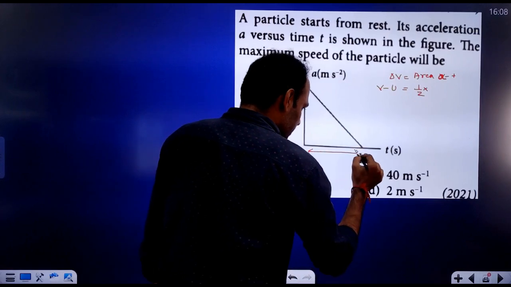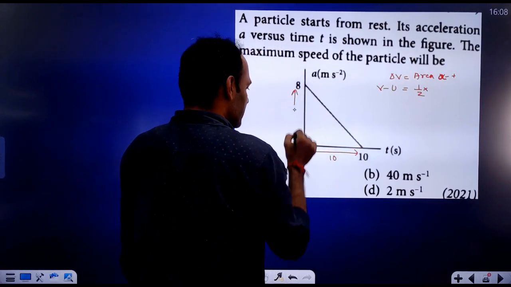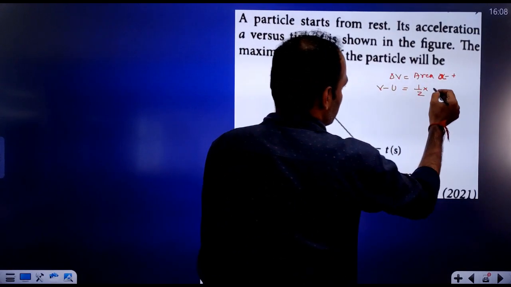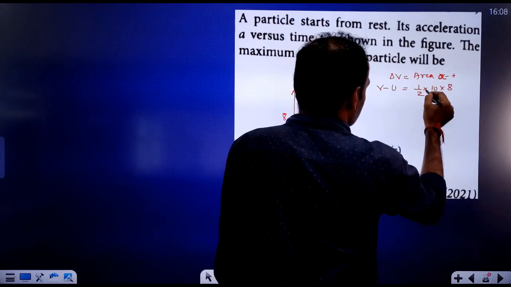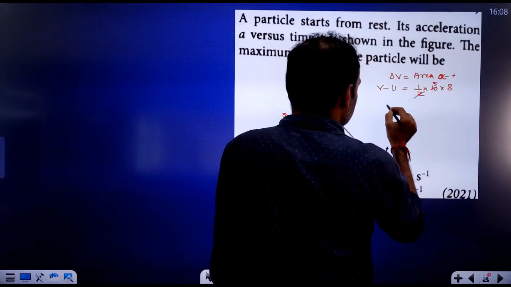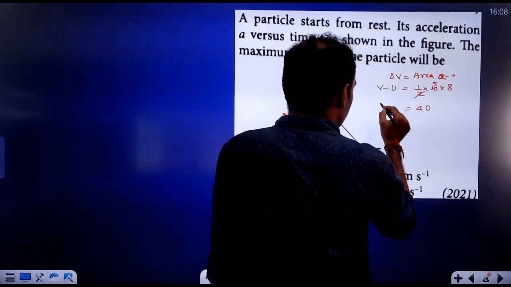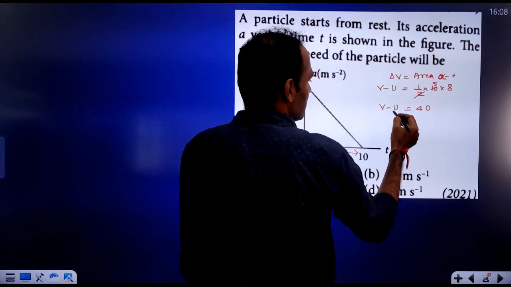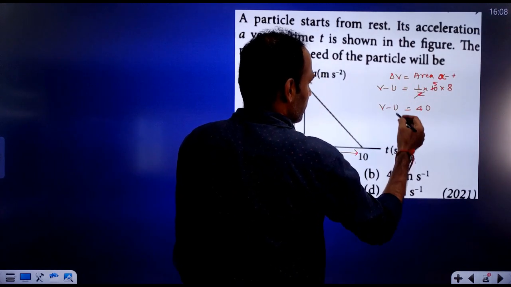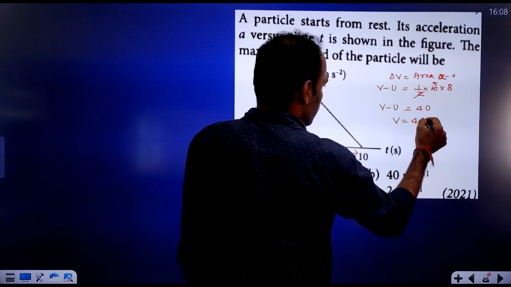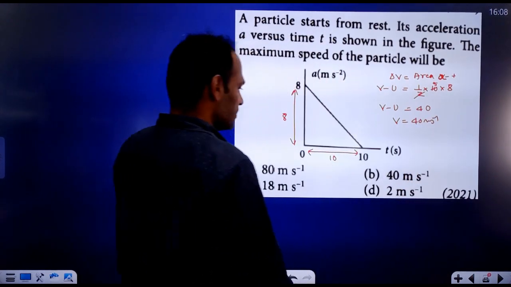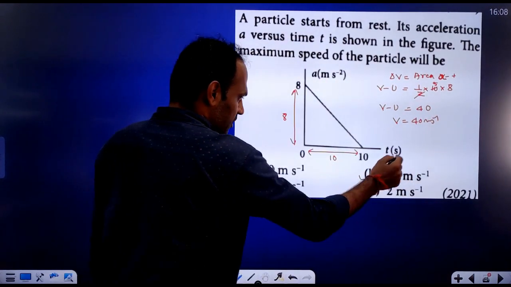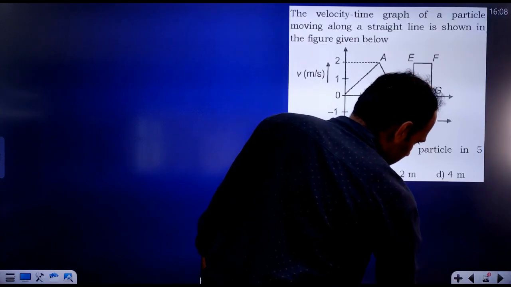Base is 10 and height is 8. Half into base into height: half into 10 into 8, 5 eights are 40. This is v minus u. If initial velocity is 0, the final velocity is 40 meters per second. So this is the maximum speed, 40 meters per second. Option B will be correct. Let us move to the next question then.